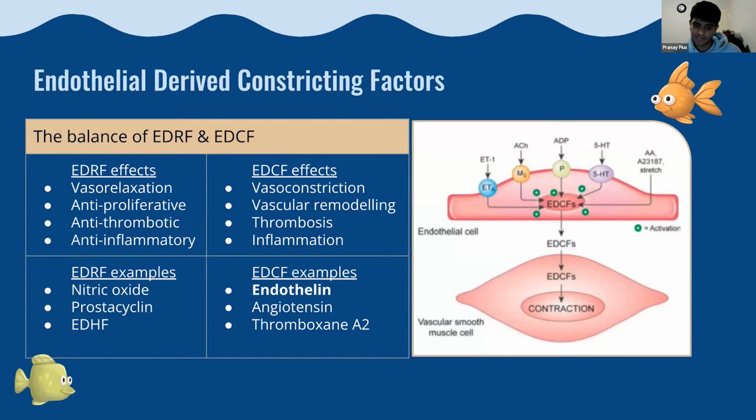And looking at constricting factors now, you've got EDRF effects, which is relaxing, and EDCF, which is constricting. I just made a table for you to compare. Vasoconstriction can lead to vascular remodeling, thrombosis, and inflammation as well. Some examples of constricting factors are endothelin, angiotensin, and thromboxane A2. Now, angiotensin is a part of the renin-angiotensin-aldosterone system that you might have seen in Caroline's slides about controlling blood pressure. But the main focus of this lecture is definitely endothelin. So next slide.